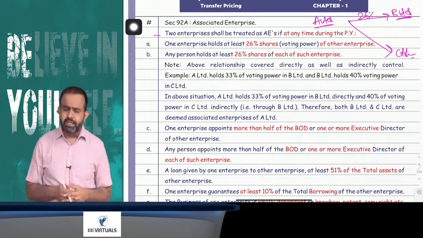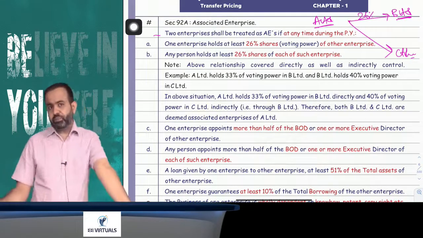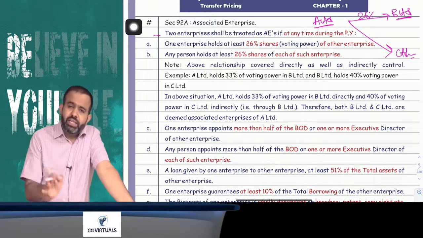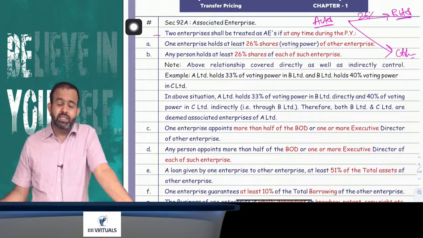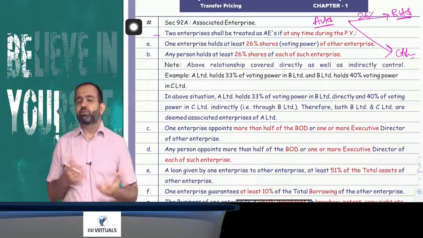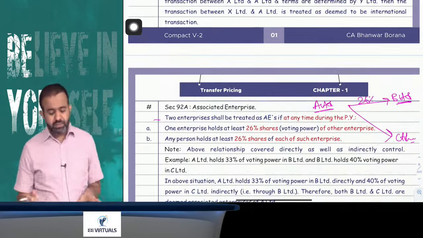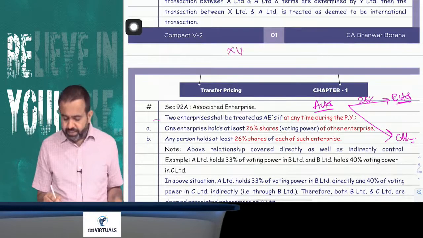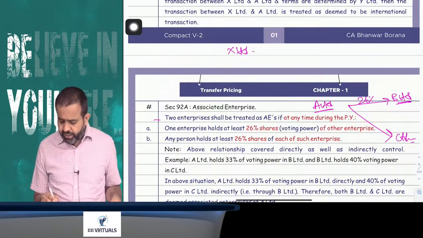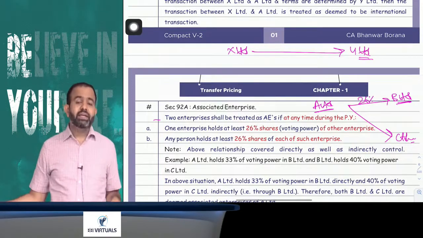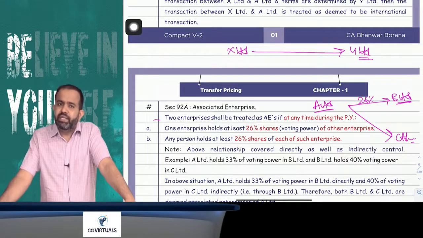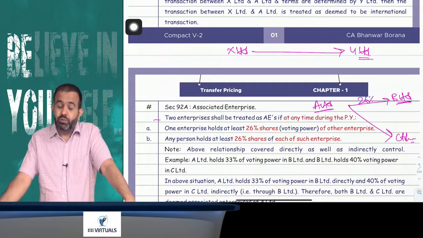Yes. The third point says that suppose one enterprise appoints more than half of the board of directors or one executive director of another enterprise, then both enterprises will be treated as associate enterprises. I can take one example. Suppose there is an enterprise named X Limited. Now guys, X Limited appoints more than half of the board of directors or one executive director of Y Limited, then X Limited and Y Limited will be treated as associate enterprises.